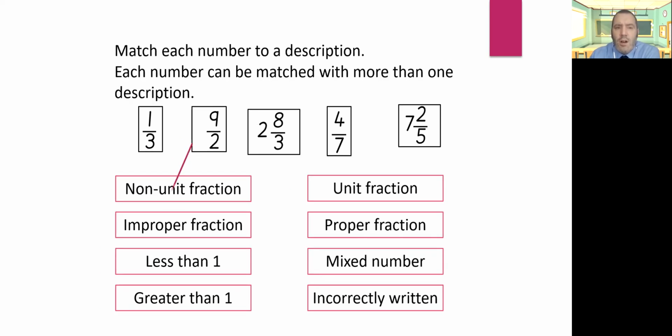Our second one, 9/2. This is an improper fraction. So the numerator is greater than the denominator. It is a non-unit fraction and it is greater than 1.